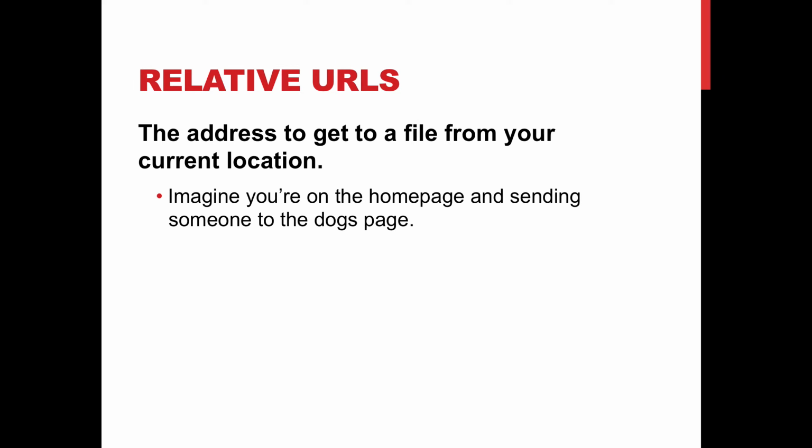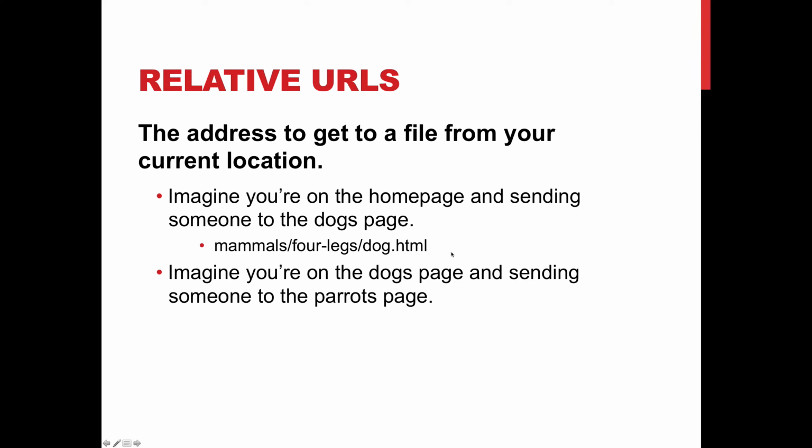Okay, so you need to imagine that you're on the home page and you're sending someone to the dogs page that we just laid out in that directory. Well, the dogs page is under the folder mammals, and within mammals it's under a folder called 4legs, and then the file name is dog.html. So that's all well and good. That would take you from the index to the dog page.